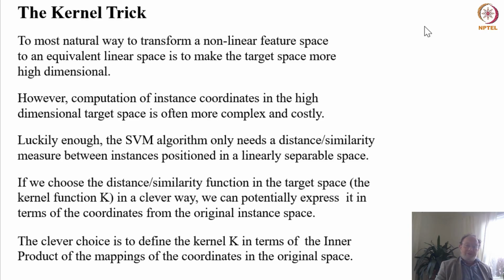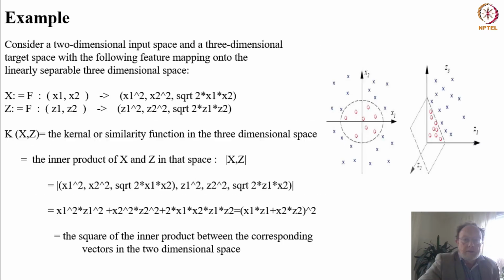So then, of course, it's very much up to how we choose this function so that it can work that way. And the clever choice is to define the kernel function in terms of the inner product of the mappings of the coordinates in the original space. So this scheme is what is called the kernel trick. Let's look at an example.